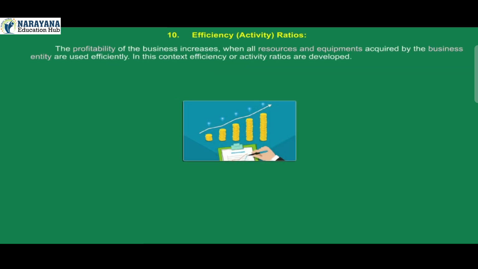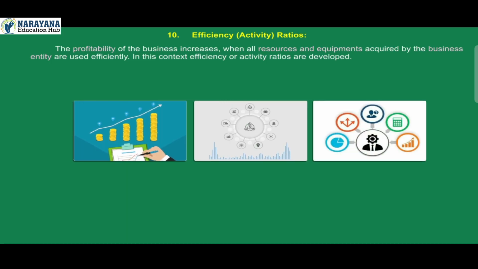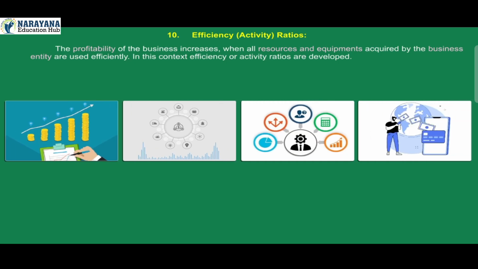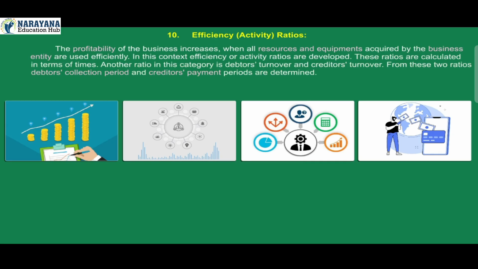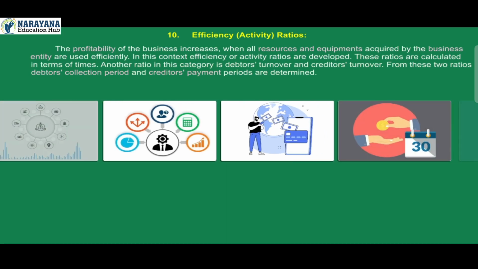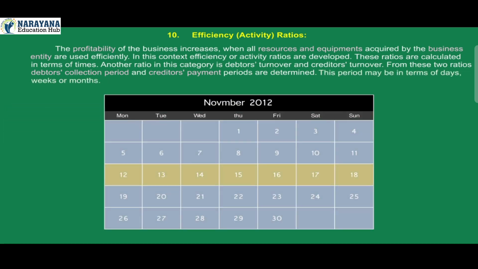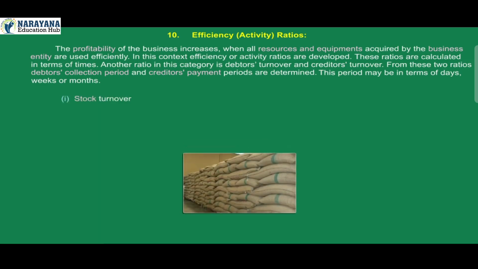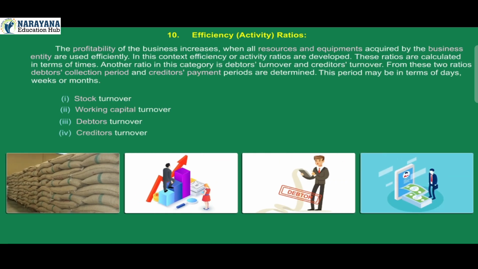10. Efficiency, that is, activity ratios. The profitability of the business increases when all resources and equipment acquired by the business entity are used effectively. In this context, efficiency or activity ratios are developed. These ratios are calculated in terms of times. Other ratios in this category are debtors turnover and creditors turnover. From these two ratios, the debtors collection period and creditors payment period are determined. This period may be in terms of days, weeks, or months. 1. Stock turnover. 2. Working capital turnover. 3. Debtors turnover. 4. Creditors turnover.